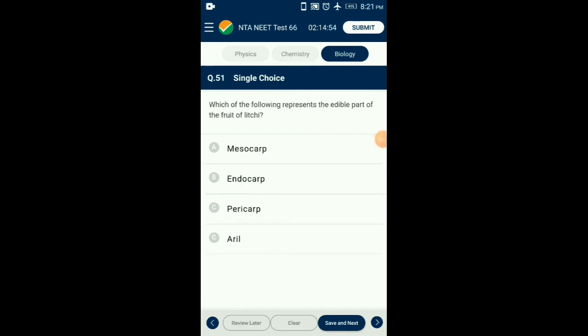Question number 51. Which of the following represent the edible part of the fruit lychee? In lychee, aril forms the edible part in fruit. It is a collar-like outgrowth from the base of the ovule forming a kind of third integument. Lychee is a nut. In lychee, the epicarp and mesocarp together become leathery and the endocarp is membranous. So the answer is option D, aril.